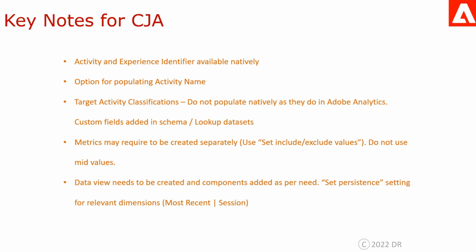And then the last one is, obviously you need to create the data view and then add the components as per your requirement, right? And then most importantly, you need to set the persistence setting for the relevant dimensions, most recent or session. So for example, activity identifier and experience identifier, when you include them in your data view, you have to enable this setting, set persistence, and set it to most recent and session. Then only everything will work in sync, right? So these are the few very important pointers that I wanted to share.